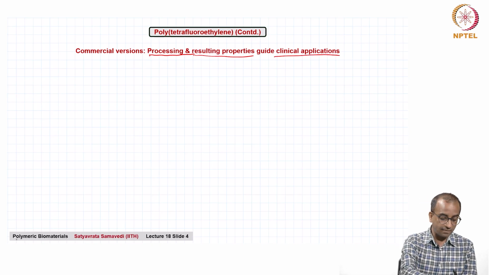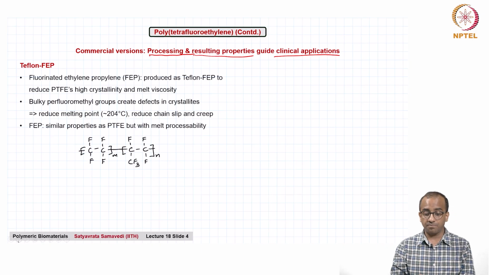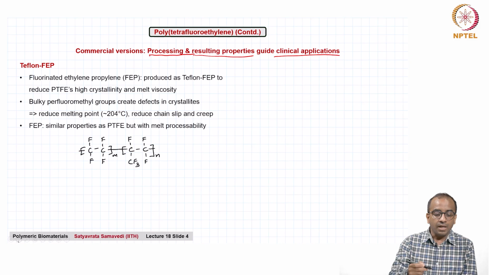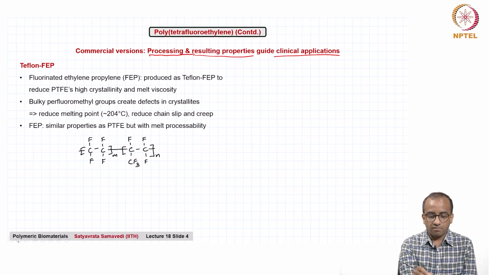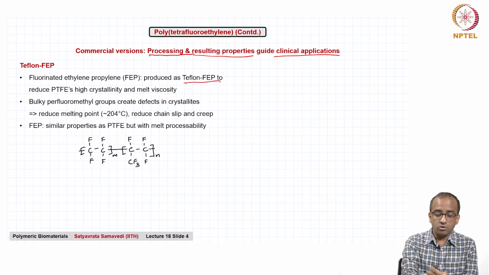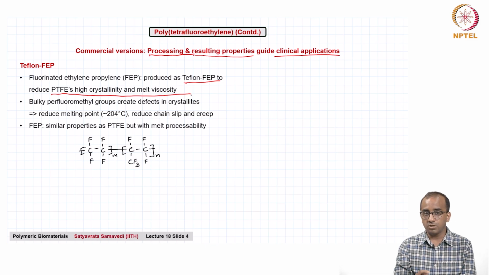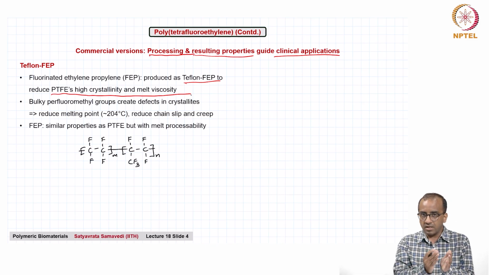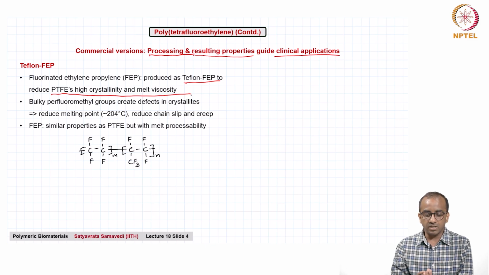So, the first example we will look at is a material called Teflon FEP, which was developed by DuPont. Essentially, FEP is fluorinated ethylene propylene, and it is produced as Teflon FEP primarily to reduce PTFE's very high crystallinity and melt viscosity. So, you have to be able to connect the very tight packing of chains to very high crystallinity, to very high melting temperature and very high melt viscosity. All of those are connected.